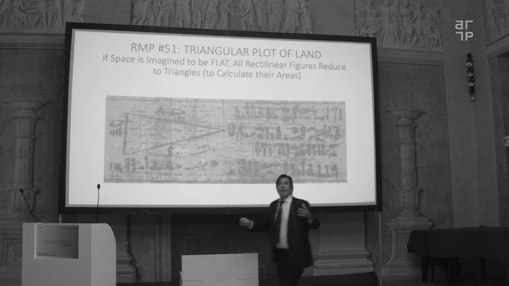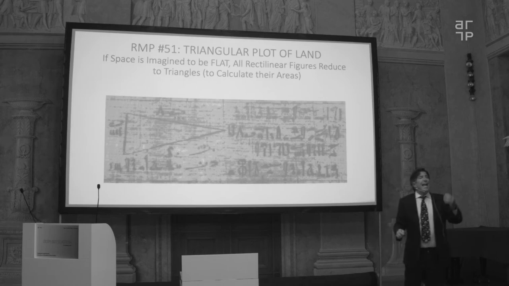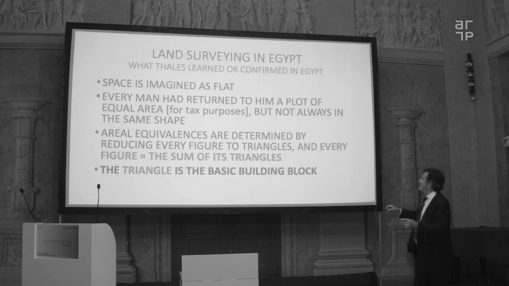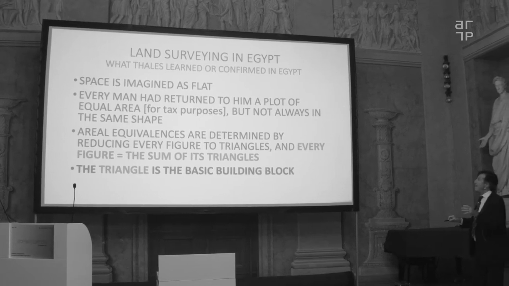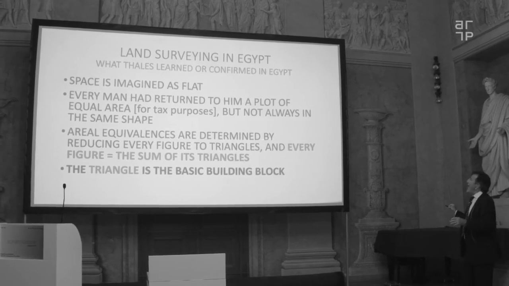Now, this changed my whole view. This was problem 51 in the Rhind Mathematical Papyrus. It tells you how to calculate a triangular plot of land. What's that doing there? Answer: space is imagined as flat. Every man had returned to him a plot of equal area for tax purposes, but not always in the same shape. Areal equivalences are determined by reducing every figure to triangles, and every figure equals the sum of its triangles.